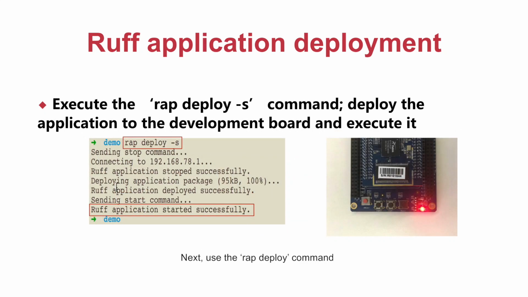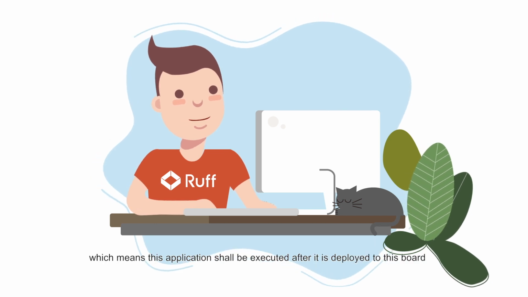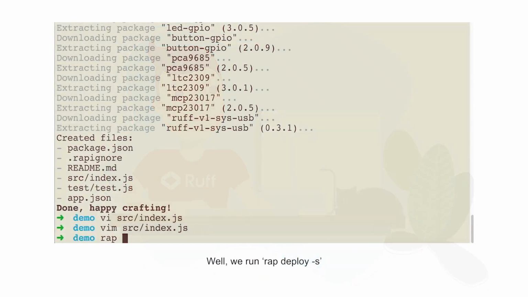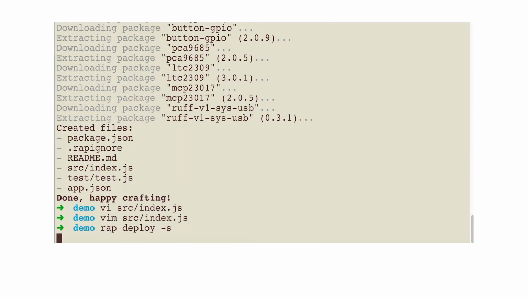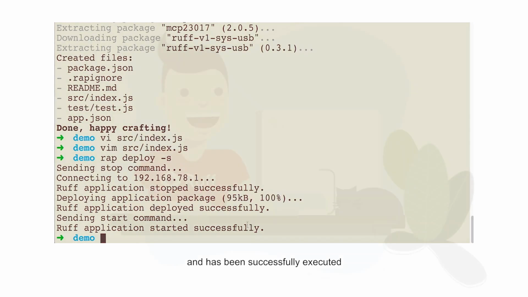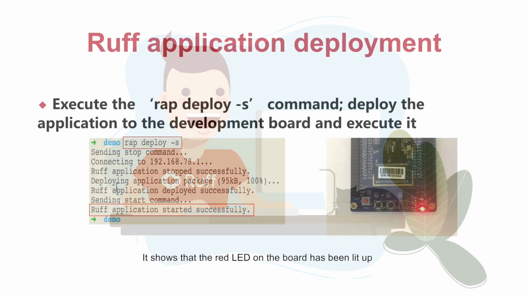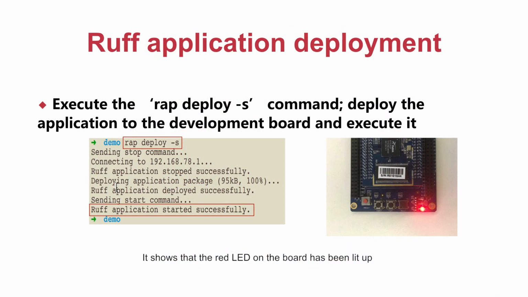Next, use the rap deploy command to deploy our application onto this board and execute it with the -s option, which is actually an abbreviation of start, which means this application shall be executed after it is deployed to this board. Well, we run rap deploy -s, and we see in the log our application project has been successfully deployed onto the board and has been successfully executed. It shows that the red LED on the board has been lit up.